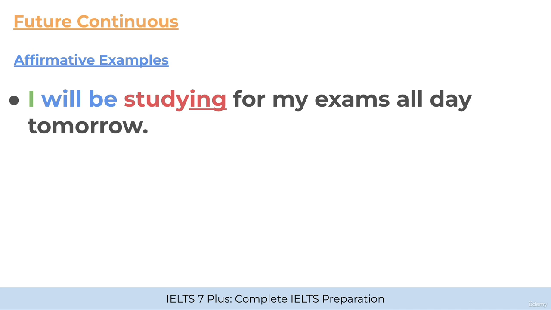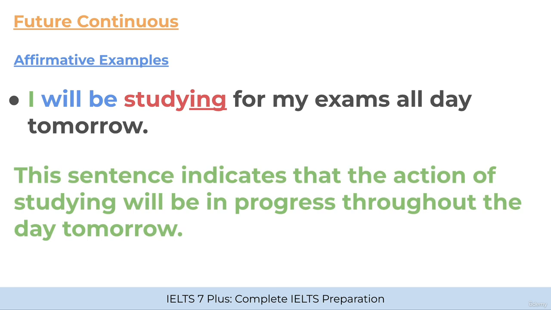I will be studying for my exams all day tomorrow. So we have our subject in green, I, our auxiliary modal verbs, will be, and then our present participle of the main verb, studying. We've got that ing underlined just to be even more clear about how that present participle is being formed there. So hopefully you can see that in action here, and actually it's not as perhaps daunting as it seemed before when we looked at the formula.